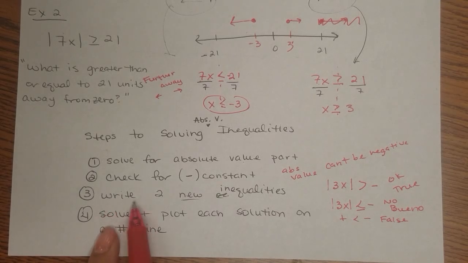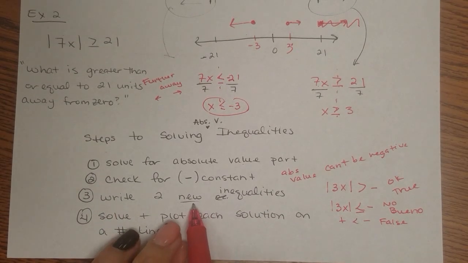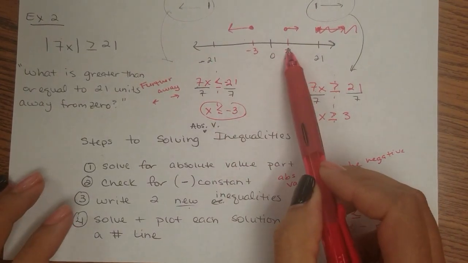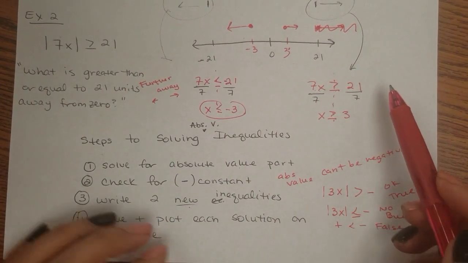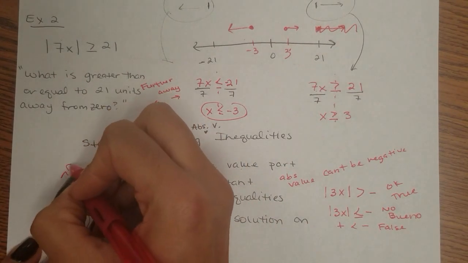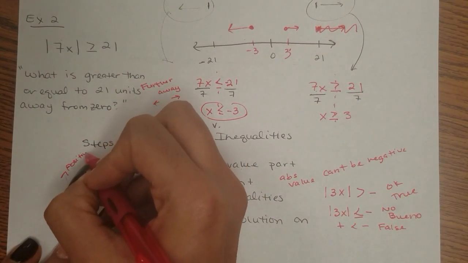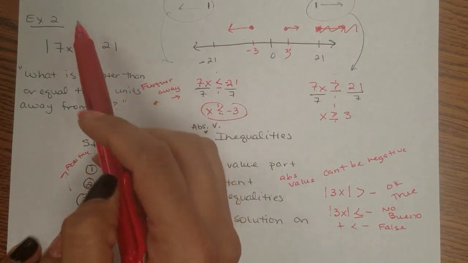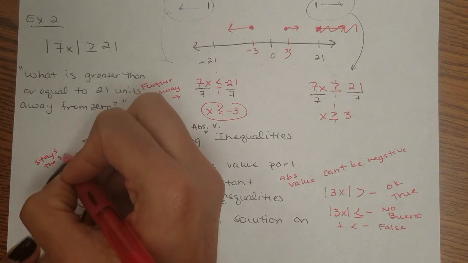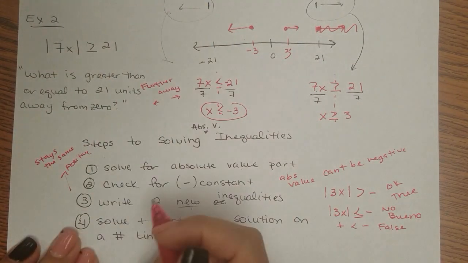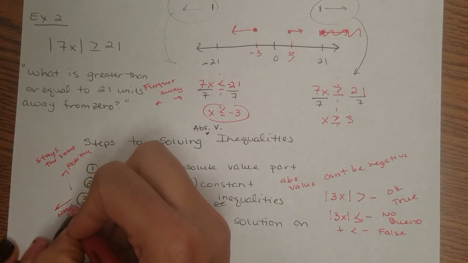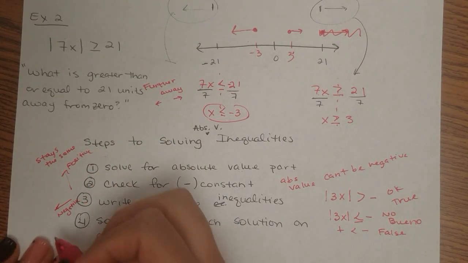You also need to write two new inequality statements, one for moving in the negative direction and one for moving in the positive direction. In the positive direction, you have one positive inequality, and it's going to stay exactly the same as the original part that you've solved for. But then you also have a negative side. Two changes are going to happen there.